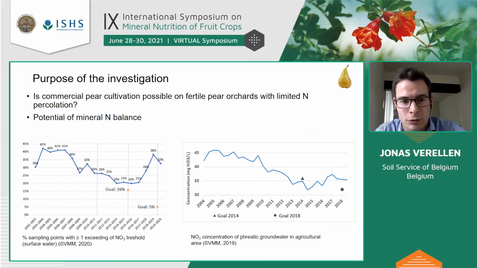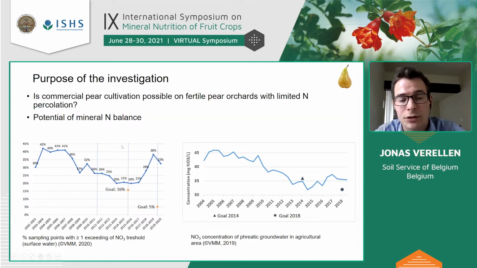Finally, an answer will be formulated on the question whether commercial pear cultivation is possible on fertile pear orchards with limited nitrogen percolation, and also the potential of the mineral nitrogen balance will be discussed. If the mineral nitrogen balance can simulate the nitrogen content in the root zone in a reliable way, it can be used to enhance fertilization decisions, which can possibly limit nitrogen percolation to ground and surface water.